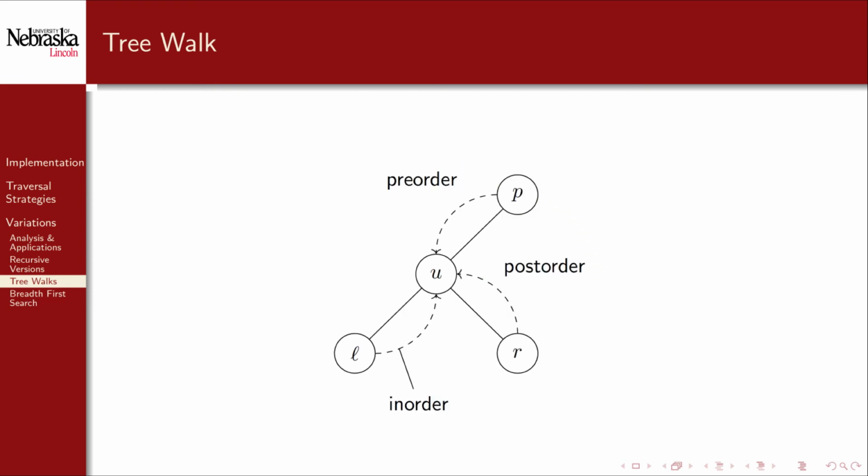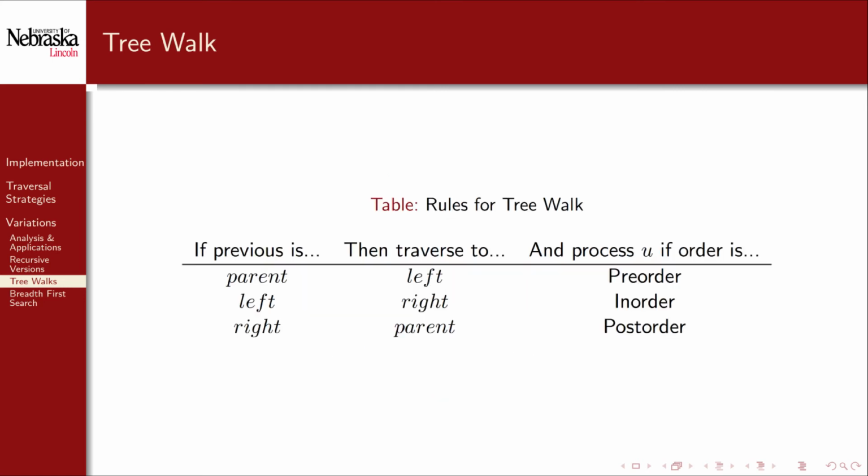They only differed in when we processed the node. Preorder if it was for the first time that we visited, that is, coming from the parent. Inorder if we were coming from the left child. And postorder if we were coming from the right child. This gives us some very simple rules for traversing or walking around the tree, and when to process the node for each of the three strategies.